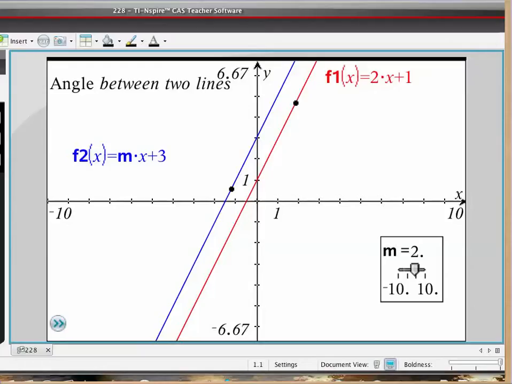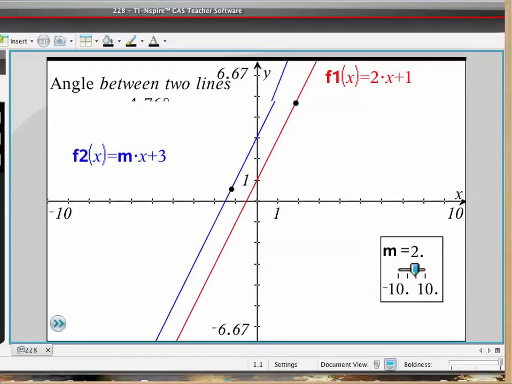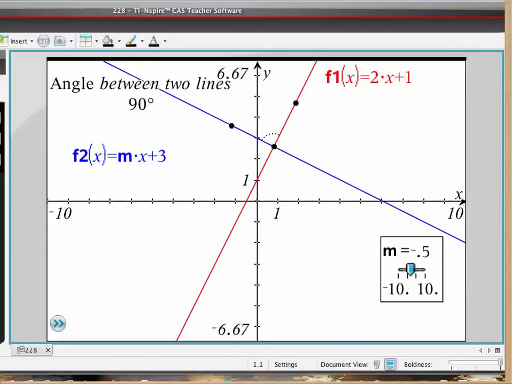Now let's try to get the blue and red line to be perpendicular. An important property of perpendicular lines is that they form a 90-degree angle. So our goal is to figure out when this angle is going to be 90 degrees. So let's play around with our slider again. I'm moving more positive, and I seem to be moving closer and closer, but not in a 90-degree angle. So let's move the other direction. I'll get back to my starting point of 0 and move left. I've hit a 90-degree angle.